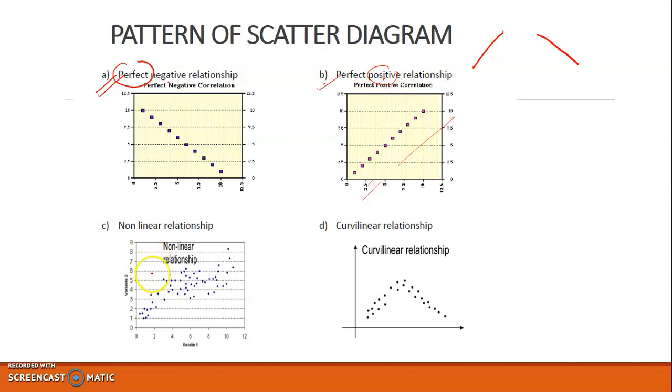But for C, if you connect these points with a line, you won't get a straight line. So this is a non-linear relationship. The two variables still have a relationship, but the relationship is not linear, not a straight line. But for D, this one is curvilinear. Curvilinear is when you have an increasing pattern, and at one point the pattern changes to a decreasing pattern, something like this. This is known as a curvilinear relationship.